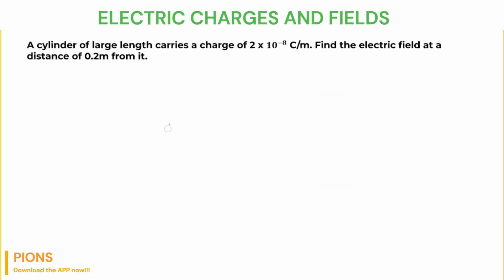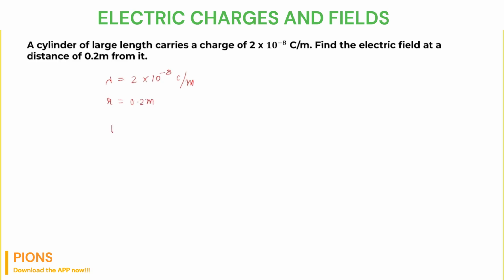So the question over here says, a cylinder of large length. Large length means you can take it as linear charge density. And a charge here is Q, that will be equals to 2 into 10 to the power minus 8 Coulomb per meter. Now that's not Q. That's lambda, because look at the unit. So be very careful with the units. Units are telling that this is not charge. Many of the students reading this line, they think that this is our charge, but looking at the unit, it's lambda. Find the electric field at a distance R is equals to 0.2 meter, right?